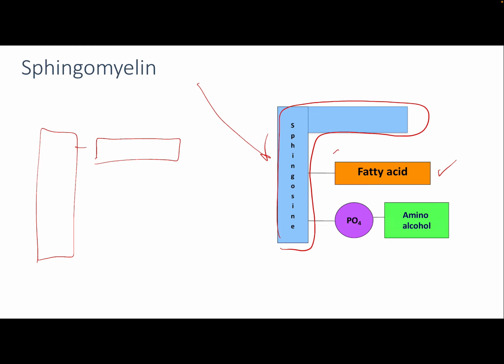Actually, I don't even think this is a normal bond. We'll look at it here in a second. I think this is an amide bond as opposed to an ester bond. And it contains, again, a phosphate group. I think this is the ester, and then another phosphoester bond to an amino alcohol. Now, differences in sphingomyelin will be differences in the amino alcohol. So let's take a look at those.